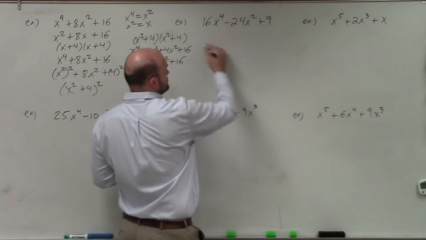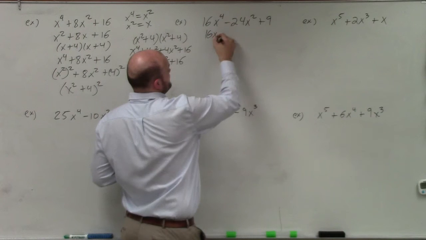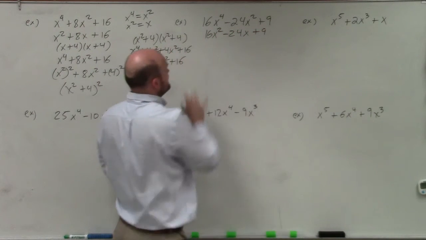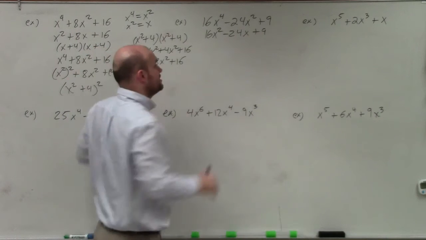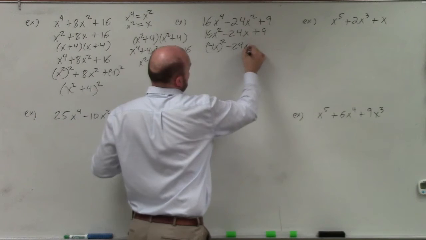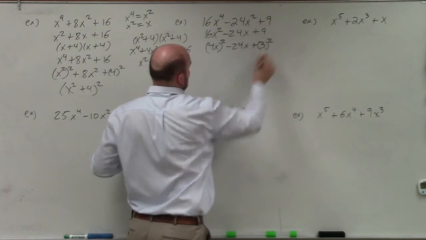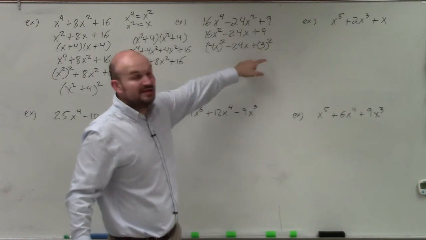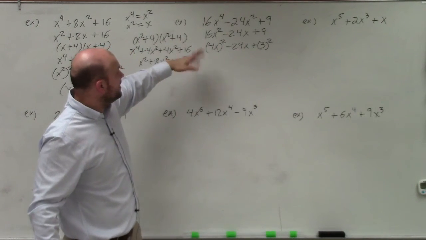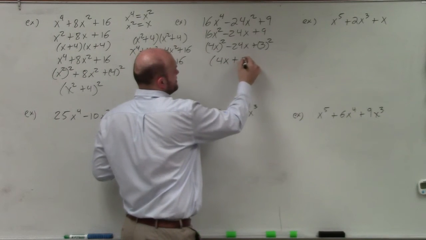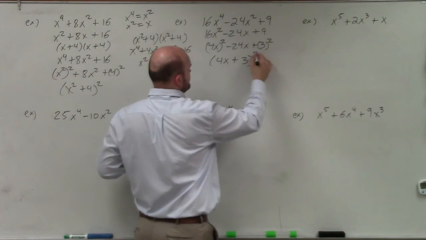Again, if I was having trouble with this one, I might want to rewrite this as 16x squared minus 24x plus 9. Then I could ask, can I rewrite this as a square term? Sure, that's 4x squared minus 24x plus 3 squared. Is my middle term 4x times 3 times 2? Yes, it is. So therefore, this would be 4x plus 3 squared.